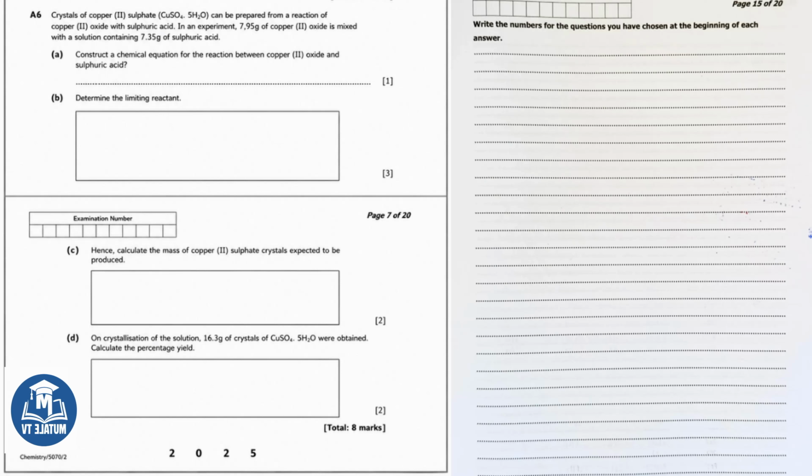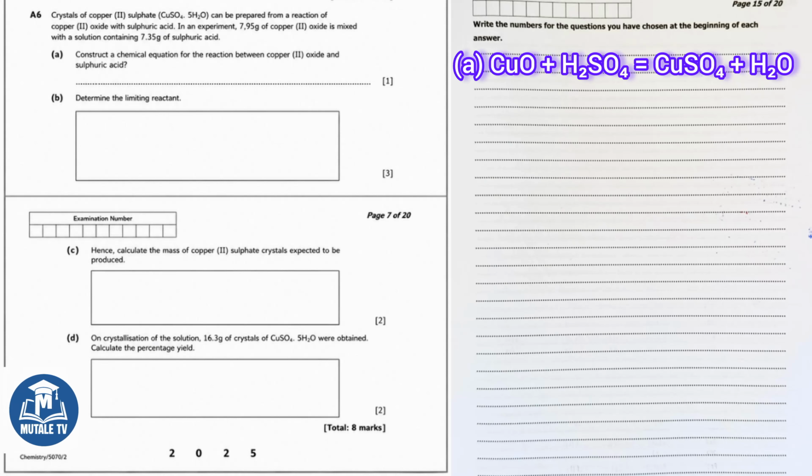Part A says, construct a chemical equation for the reaction between copper 2 oxide and sulfuric acid. The equation is CuO plus H2SO4 gives CuSO4 plus H2O. In words, copper 2 oxide plus sulfuric acid gives copper 2 sulfate plus water. This equation is already balanced as it stands, with one of each compound on both sides.